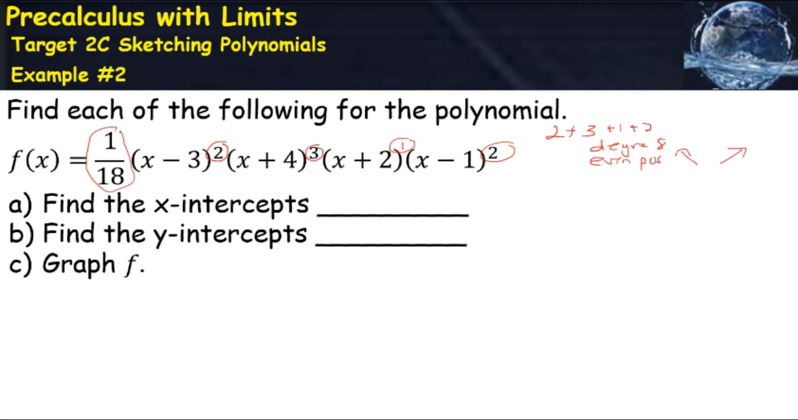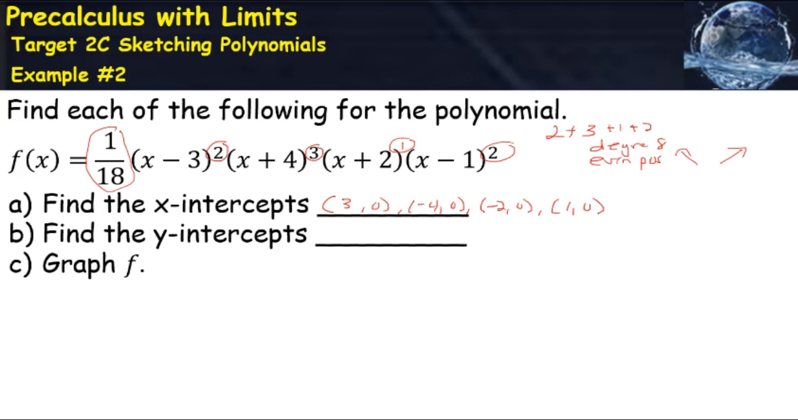Okay, now my zeros, or my x-intercepts, are positive (3, 0), negative (-4, 0), negative (-2, 0), and positive (1, 0).